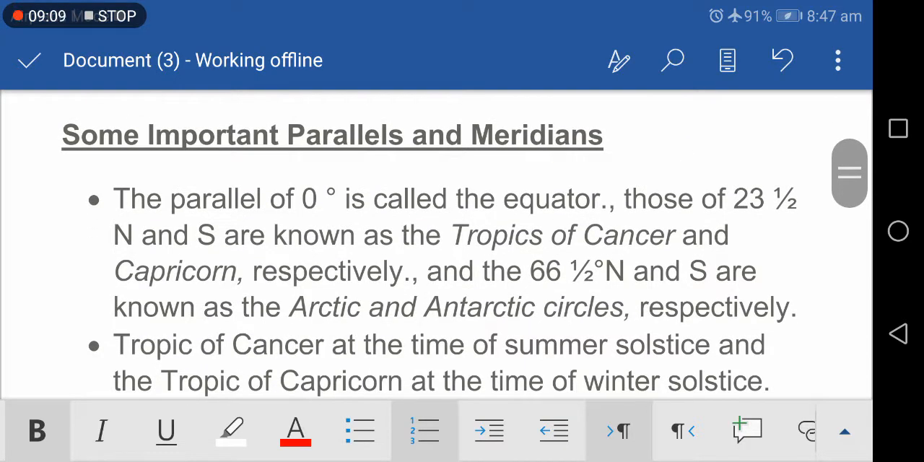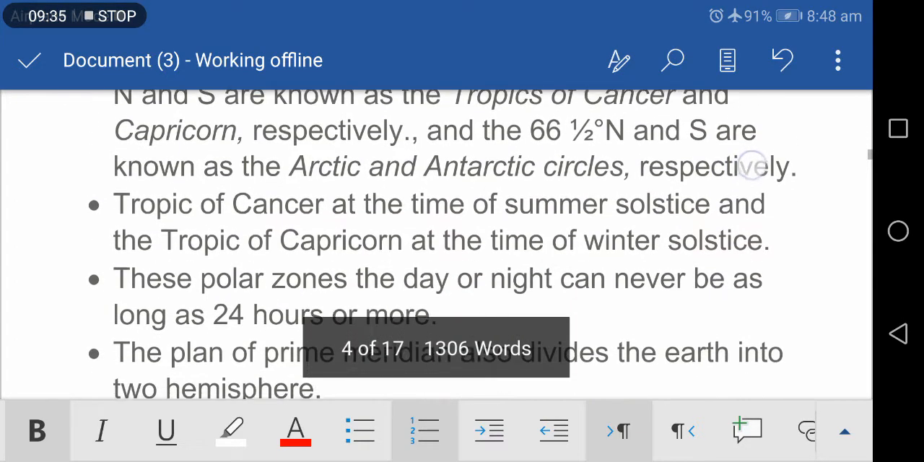Some lines of latitude and longitude have great significance in geographical studies. The parallel or latitude of 0 degree is called the equator. Those of 23 and a half degrees north and south are known as the Tropic of Cancer and the Tropic of Capricorn respectively, and the 66 and a half degrees north and south are known as the Arctic and Antarctic circles respectively.